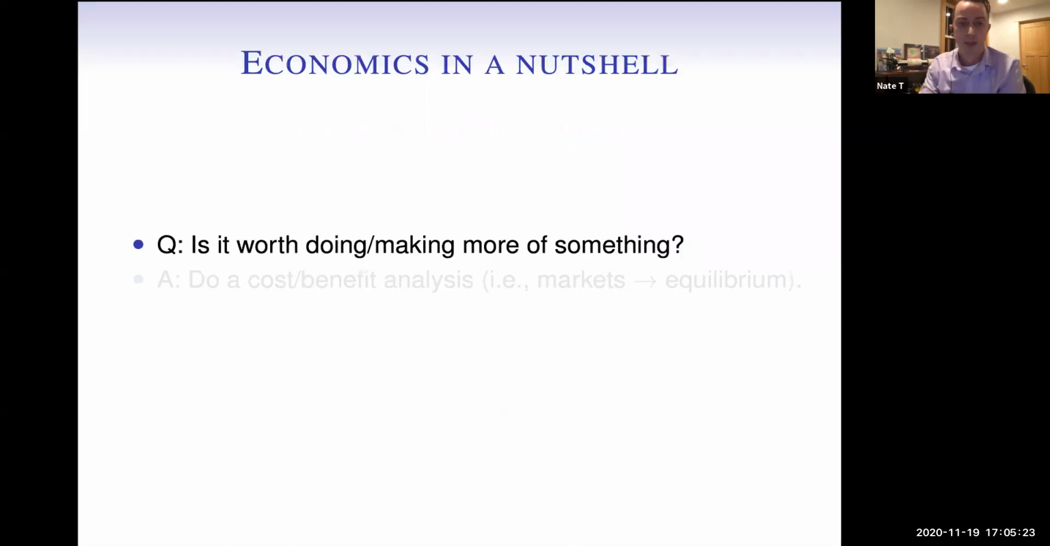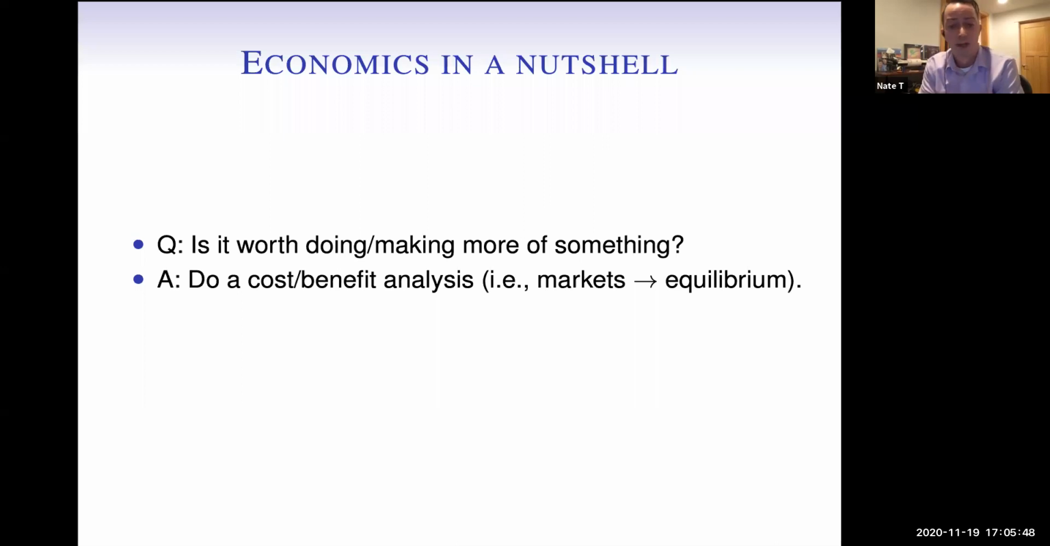So, okay, I just wanted to start with economics in a nutshell. When I introduce economics in my principles classes, I always ask the question: is it worth doing or making more of something? So we're talking about an activity, how to allocate your time, or how much of something to produce as a company. To answer that question, we're always doing a cost benefit analysis. The hallmark of economics is the market, and in the market you have price and quantity, you have coordination of supply and demand. We call that an equilibrium. That's the center of every economic model that people use, whether it's on the micro side when you're talking about a firm or industry, or on the macro side if you're talking about the national or global economy. There's some kind of equilibrium concept, some kind of cost benefit analysis going on.